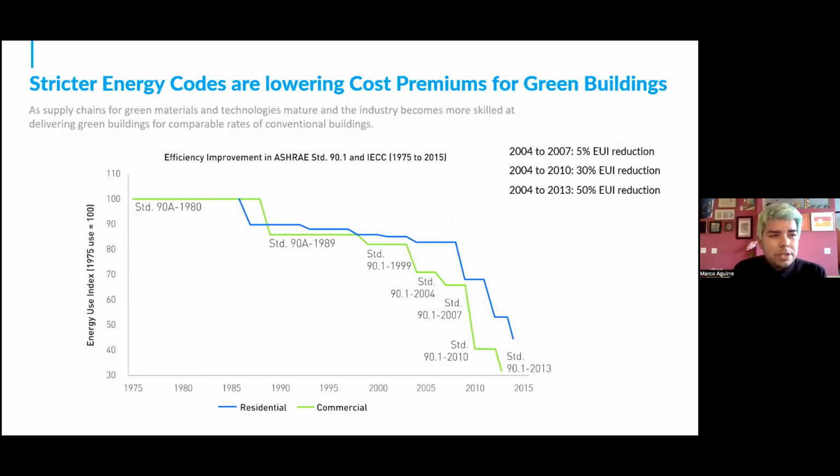Back in 2003, when the CBECS baseline was established, we saw right after a 5% energy reduction for the requirement of buildings. In the 2010 energy code, we saw a 30% reduction. Right now, most US states are following a 50% reduction of energy codes for code compliant buildings. And we're starting to see that trajectory move to 100% or net zero designs.